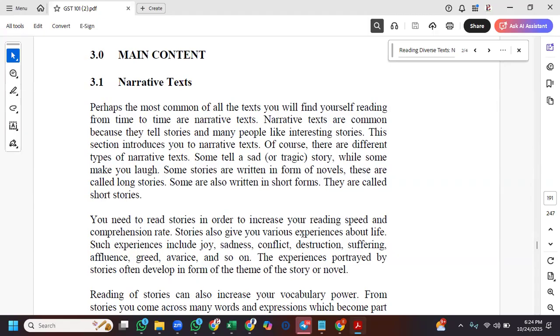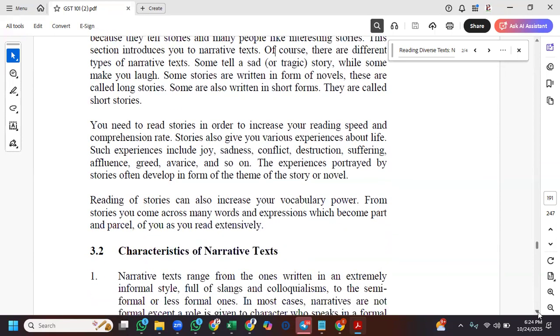Now, you need to read stories in order to increase your reading speed and comprehension rate. As for the purpose of stories in your academic life, you don't necessarily need stories. You are not in school to read stories, but you need to use them as a stepping stone to build your reading speed. So you read stories in order to increase your reading speed and your comprehension rate. Comprehension also means understanding rate.